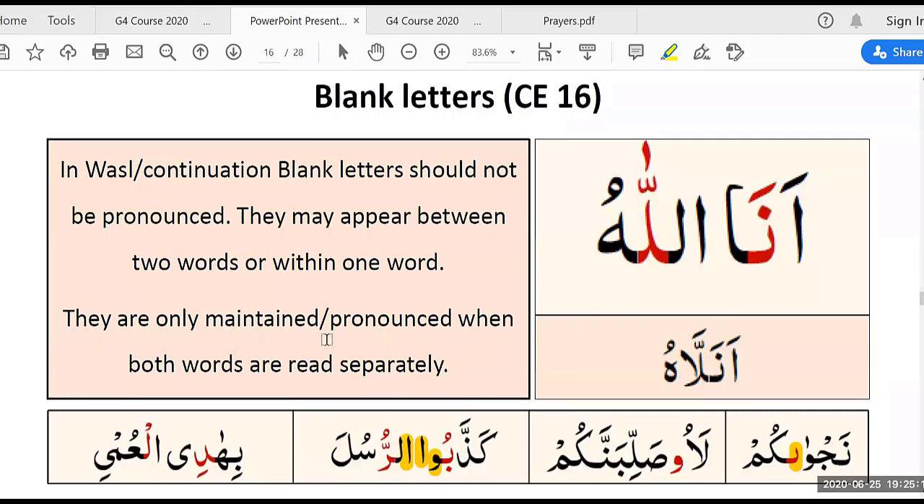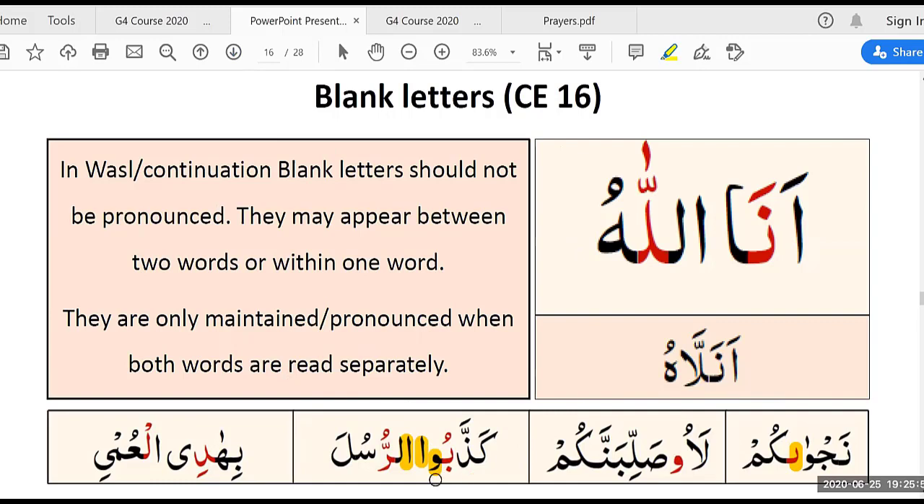They are only pronounced when both words are read separately. So blank letters within 1 word will never be pronounced. They will always be dropped or ignored. However, blank letters between 2 words can be pronounced if we choose to stop on the first word, and continue from the next word. As you can see in this example, this word in continuation will be pronounced as Anallahu. Okay.